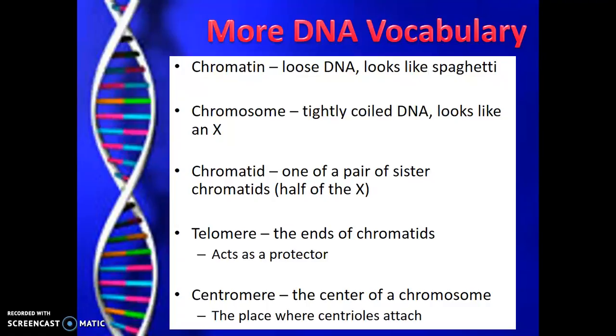So the first one, chromatin, this is when the DNA is all loose. This is most of the time in your cell. It's loose so that it can be read easily and used. It kind of looks like a bowl of spaghetti.